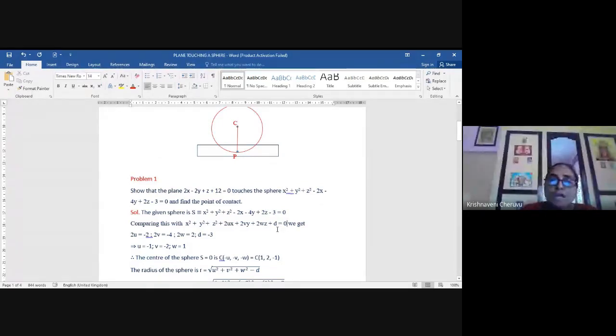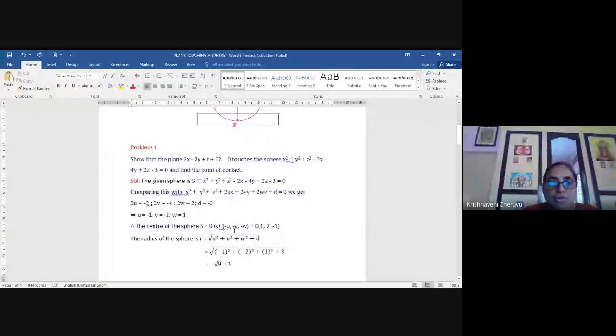So now we are going to find out the center of this given sphere. So what is the center of the sphere? Minus u, minus v, minus w. So minus u means it is 1, minus v means 2, minus w means minus 1.